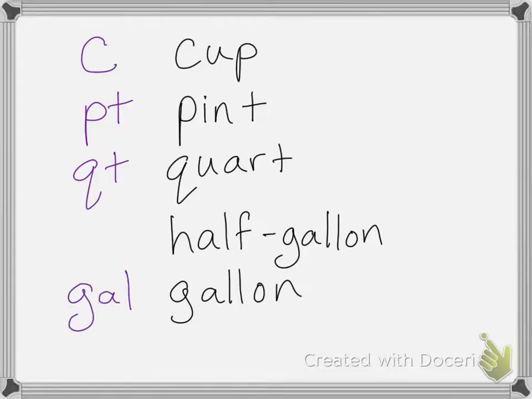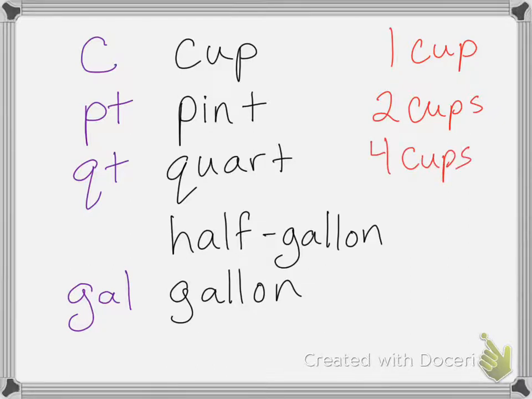Now, a cup container holds 1 cup of liquid. A pint container holds 2 cups of liquid. A quart container holds 4 cups of liquid. A half gallon holds 8 cups. And a gallon holds 16 cups of liquid.